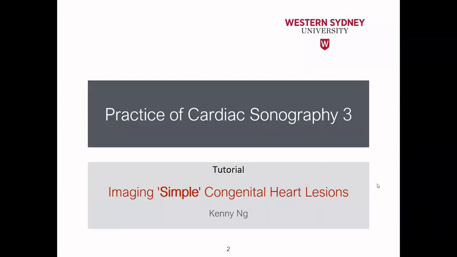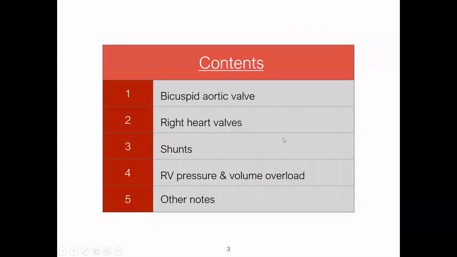Hi everyone. Today I'm going to be going through a tutorial on imaging simple congenital heart disease. And the keyword here is simple, so hopefully we'll cover the majority of congenital heart lesions that you will see in your workplace and in your working career. Some things we will discuss are the bicuspid aortic valve, right heart valves, shunts, ASDs, VSDs in particular, RV pressure and volume overload, and other notes and tips on how to image these patients.